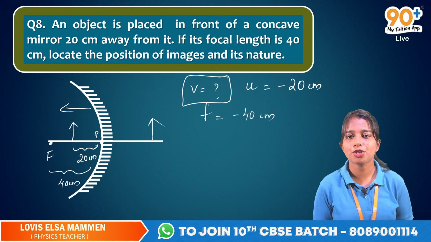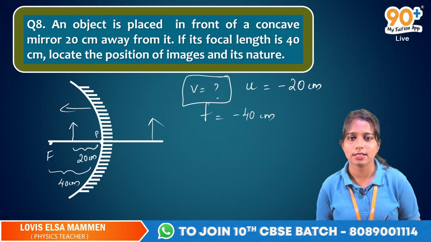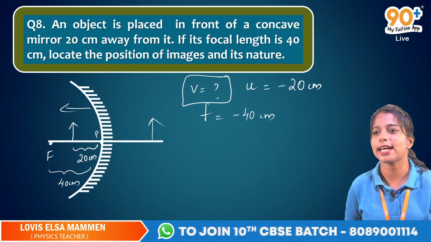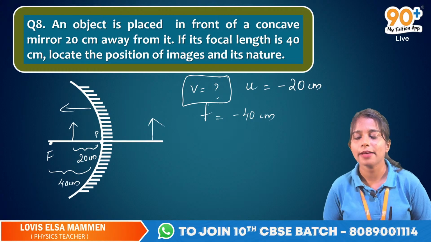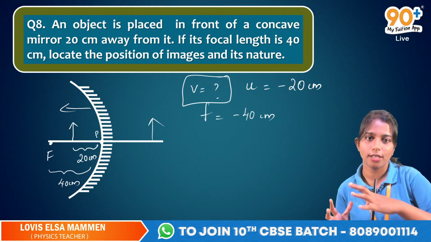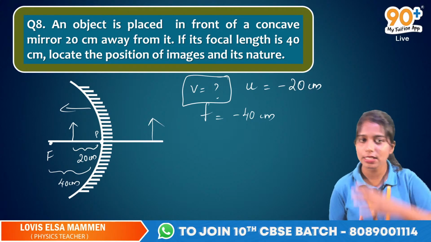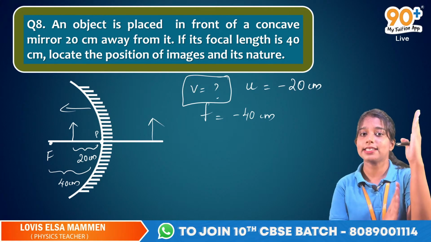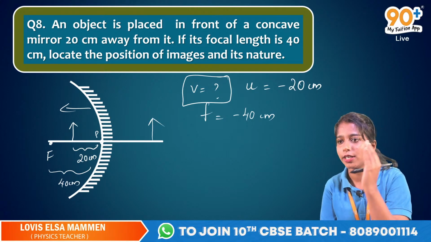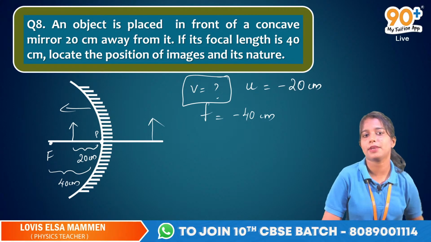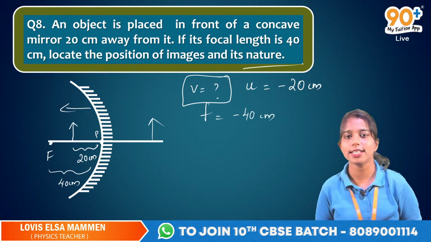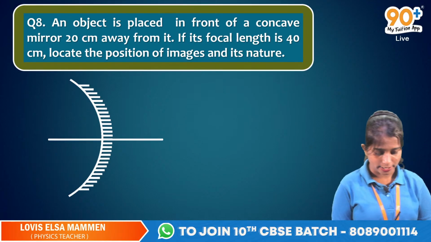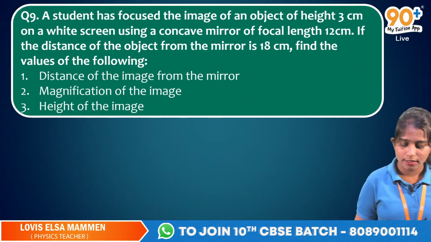Got it? Understood? So nature is also asked. What will the nature be? It is on the positive side, so obviously it is behind the mirror. It is behind the mirror. Yes. Okay, it's a virtual and erect image. Positive value means it will be an erect image. Okay, the nature is erect image. Virtual and erect. Yes.